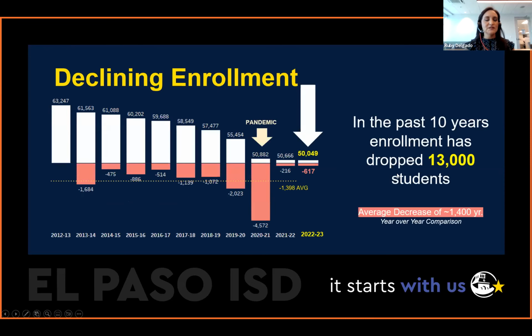A little bit about enrollment. In line with national trends, we are on a pattern of decline. This information is in a snapshot form, and we can see that in the past 10 years, enrollment has dropped about 13,000 students, with an average decrease of about 1,400 a year. This is a year-over-year comparison, taken at our six-week snapshot. You can also see that we took our hardest hit during the pandemic, where we lost about 4,500 students.